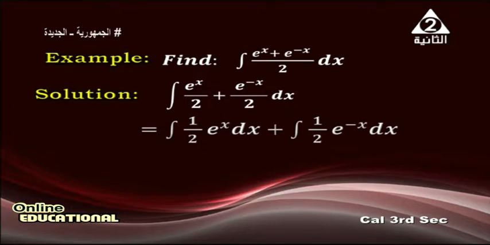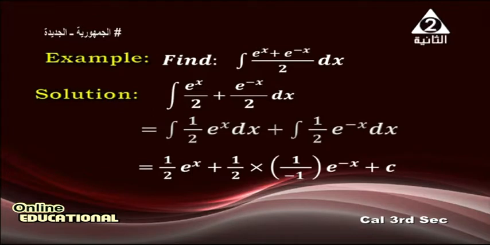Now, what is the integration of half e to the power x? The integration equals half e to the power x plus. What is the integration of half e to the power negative x? Half multiplied by 1 over the coefficient of x multiplied by e to the power negative x plus the constant c. Then we get the integration equals half e power x minus half multiplied by e power negative x plus the constant c.